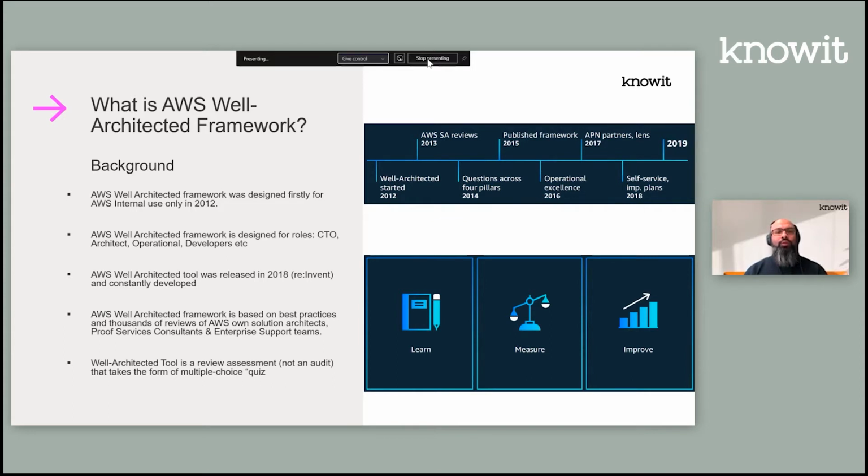But in re:Invent 2018, they introduced the tool, the review tool. And since then, every year they have been introducing a revised version. And they are introducing more questions and also the lenses. The terminology lenses are used by Amazon, which covers different areas like serverless or ISVs, based on what you are running on the cloud.